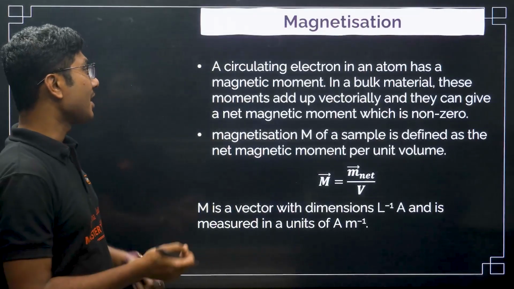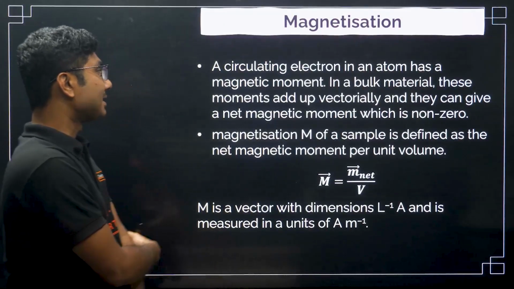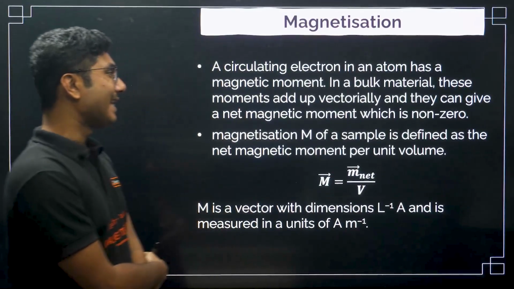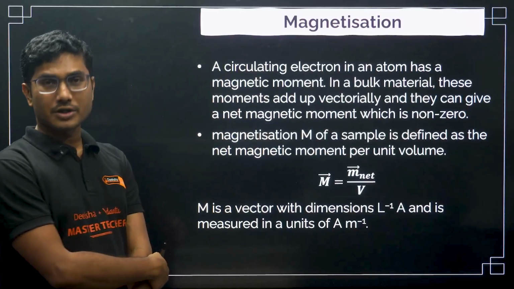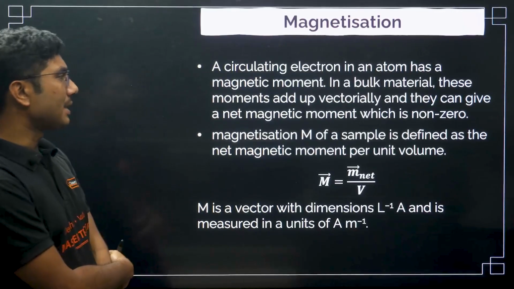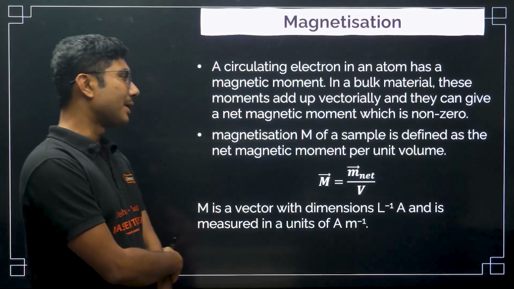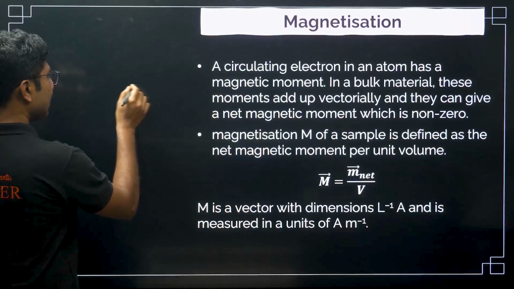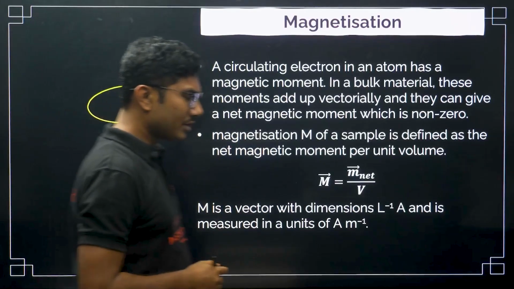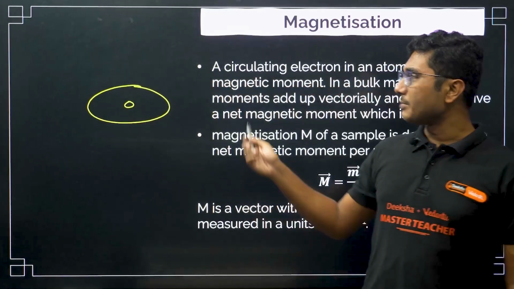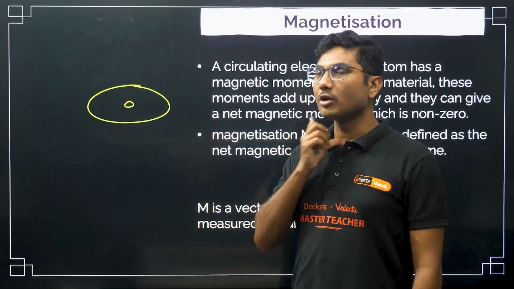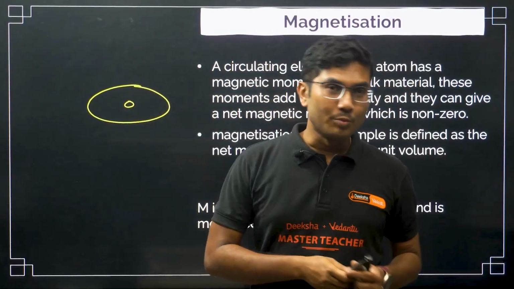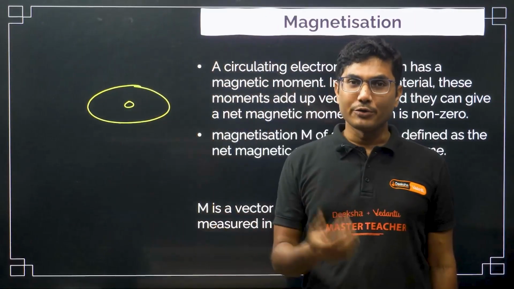Magnetization. What is magnetization? A circulating electron in an atom has a magnetic moment. In a bulk material, these moments add up vectorially and can give a net magnetic moment which is not zero. The magnetization M of a sample is defined as the net magnetic moment per unit volume. If you consider an atom, there is a positive nucleus and an electron orbiting around it. The orbiting electron can be considered an electric current, so you can consider this a current carrying loop, which will produce a magnetic field.